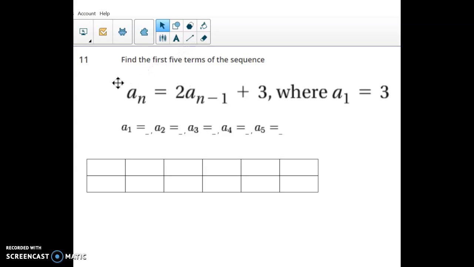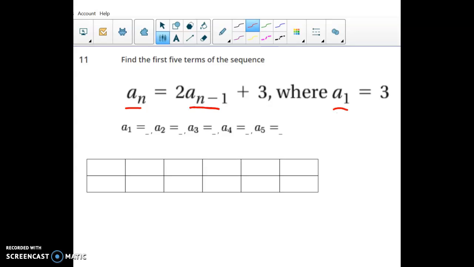Okay, this is to help with number 11 from homework 9.1. This is a recursive formula because we have the two parts, a sub 1, and then this is to get the next term, you use the previous term times 2 plus 3.